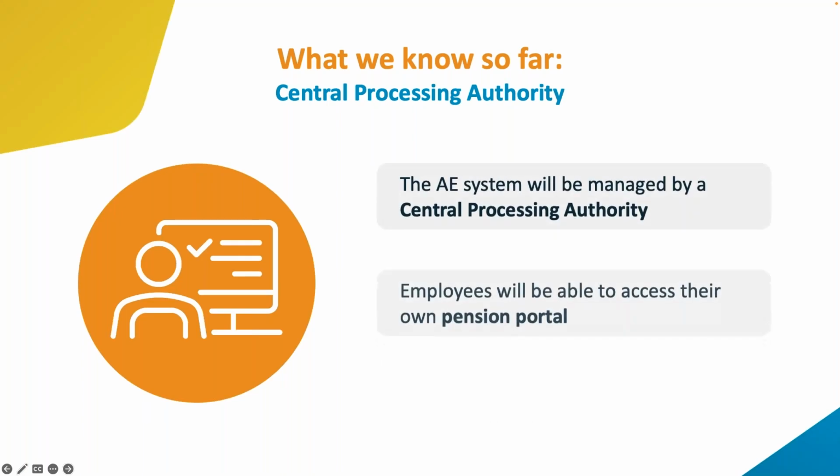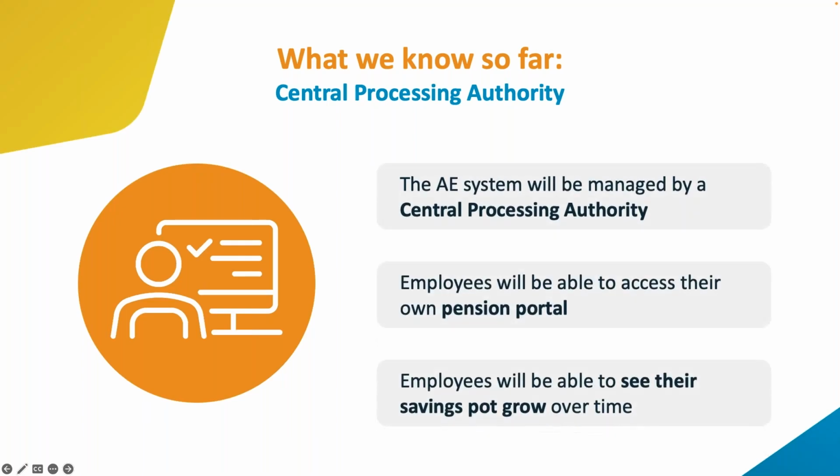The auto-enrolment system will be managed by a Central Processing Authority or CPA, which will be responsible for the overall administration of the system. The CPA will carry out a number of functions, including administering the funds when members reach retirement age and providing a pension portal for employees. With the portal, participants will have visibility of their pension pot, be able to select the scheme they wish to use, and see their savings pot grow over time.